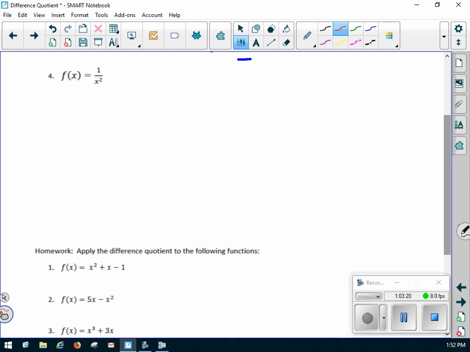Last question. Let's apply the difference quotient: f of x plus h minus f of x over h. What's f of x plus h? What's f of x plus h? 1 over... That's f of x plus h minus f of x all over h.